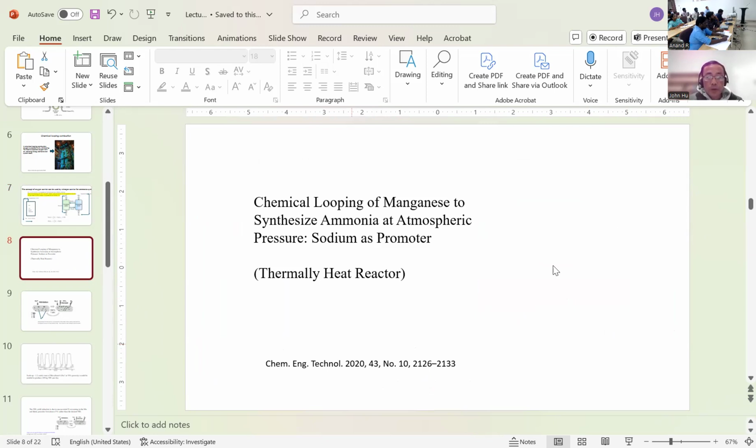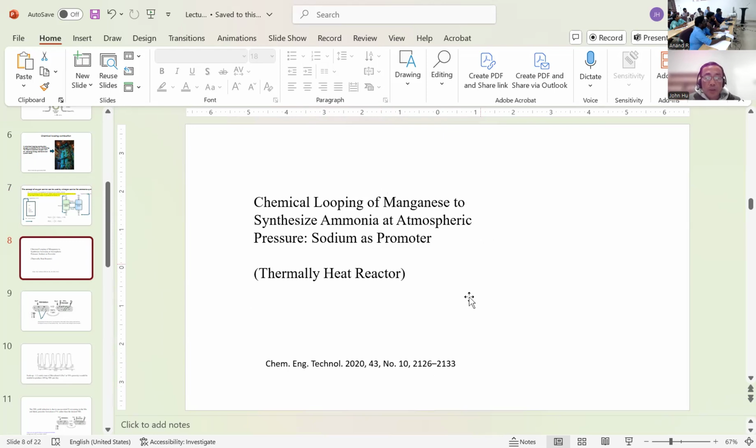Next I'm going to talk about a paper, if anybody is interested. It's by my friend, who is now at Washington State University. He published in Chemical Engineering Technology. I'm going to email you this paper. On day 8 and 9, which are Wednesday and Thursday, since today is Monday, there will be 3 sessions.